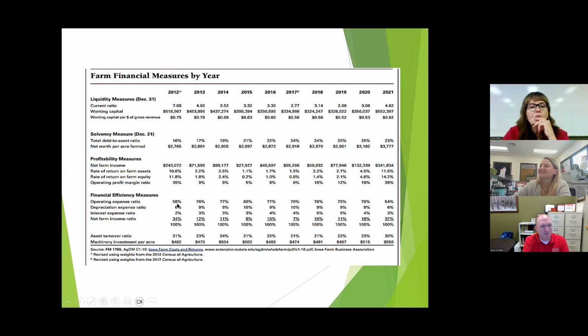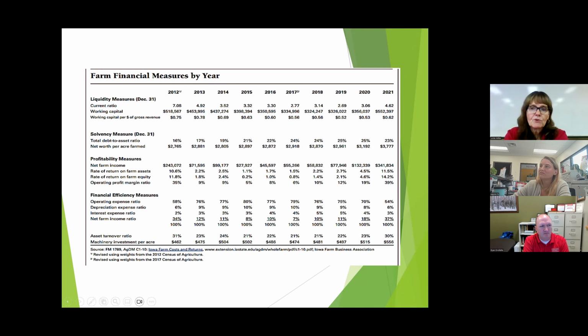And then the operating expense ratio. We had a low of 58%, peaked at 80%, then it dropped back down to 54% in 2021. Again, government payments help that in those latter years. There's a chart out there on Ag Decision Maker that will show 2022 and 2023, but you miss 2012 and 2013 on that chart. That's why I've gone back with the older chart, because I think it is important to see that drop and then that improvement.